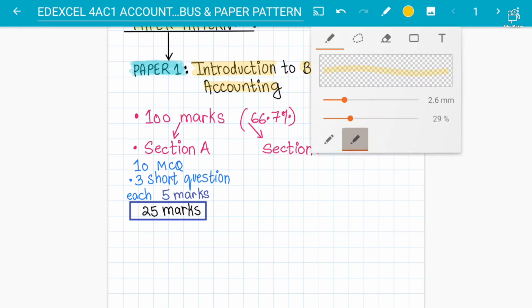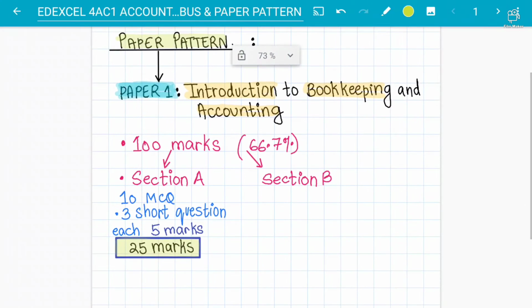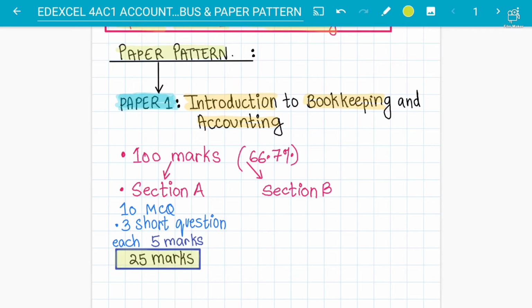That is what students need to understand about section A of paper 1. We are talking about paper 1 only. Section A of paper 1 has 10 MCQs and 3 short questions, each worth 5 marks. A total of 25 marks comes from here, and the remaining 75 marks will come from section B of the same paper, which has 15-mark questions. They will test you with 5 questions.